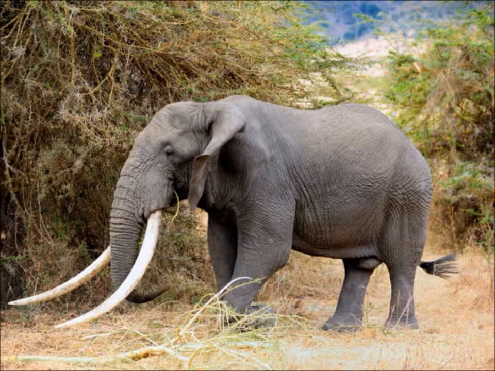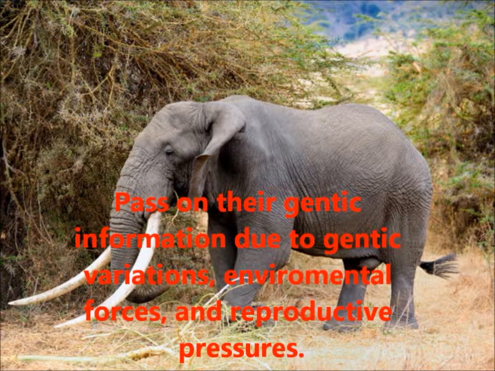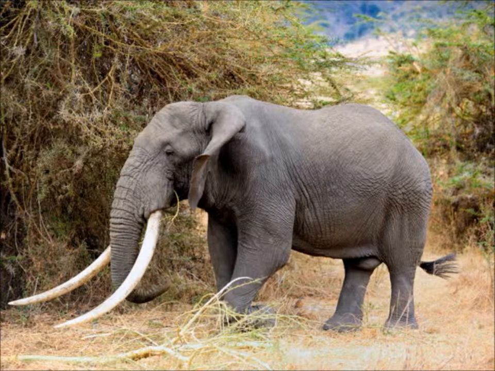Now it's time to explain how organisms with beneficial traits are more likely to survive, reproduce, and pass on their genetic variations due to environmental forces and reproductive pressures. Take a look at my elephant right here. His extreme trait is his long tusks. They help him ward off lions that try to eat him and his family.